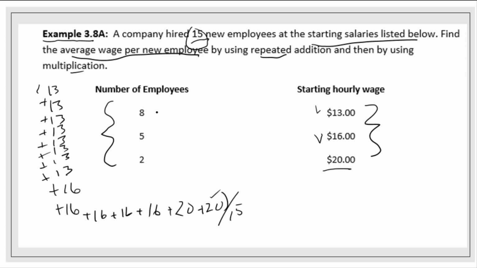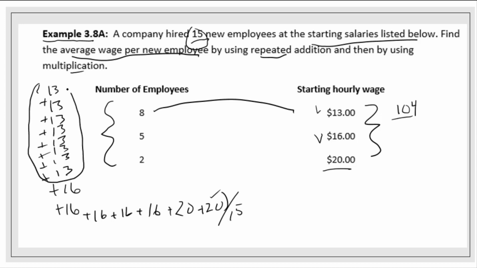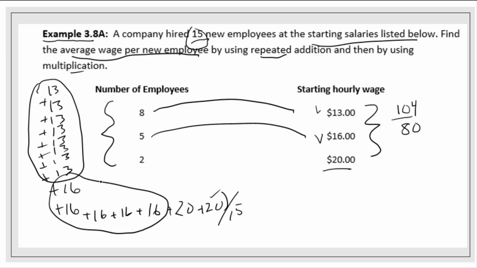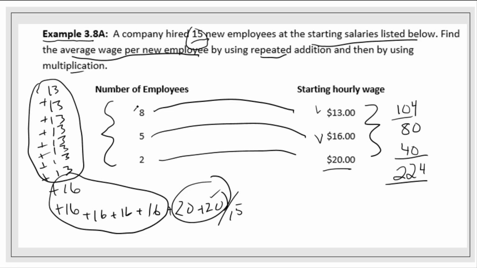Now, a simpler way of doing it is just to go 8 times 13, which is 104, which is the same as 13 added together 8 times. And then 5 times 16, which is 80, which is the same as 16 added together 5 times, and then 2 times 20, which is 40, which is the same as 20 added together twice. So I get 224, and divide that by how many I have, which is 15. So they're identical operations, it's just that one is addition, and one is multiplication.